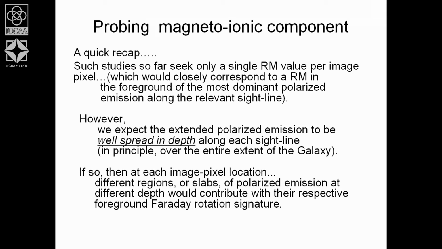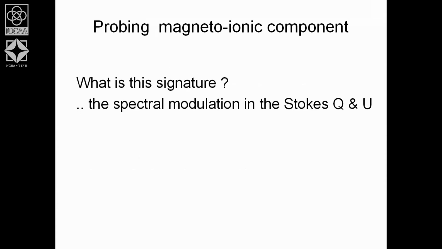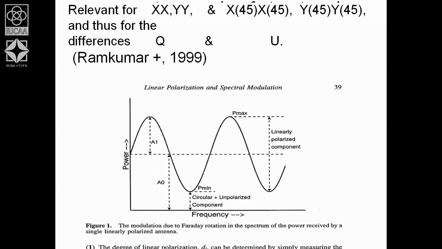But if you ask about a given slab of polarized emission at a given distance, you will find it has a unique imprint of the amount of foreground rotation measure, the amount of foreground Faraday rotation. And this signature, we can ask whether we can make use of. This signature will be available in the spectral modulation of the Stokes parameters Q and U. And this is a simple example.